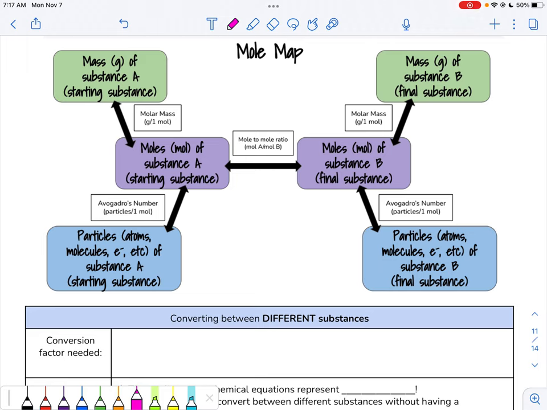So, I have created for you this helpful diagram, or at least I think it's helpful, to kind of walk you through how you do these conversions. So this is called the mole map. Basically, you can start at any point on this mole map, and it will help you convert between masses, moles, and particles of either between the same substance or between two different substances. So let's see how this works.